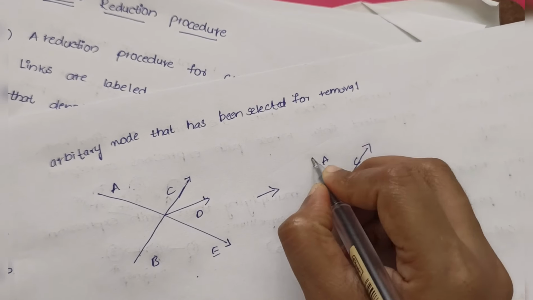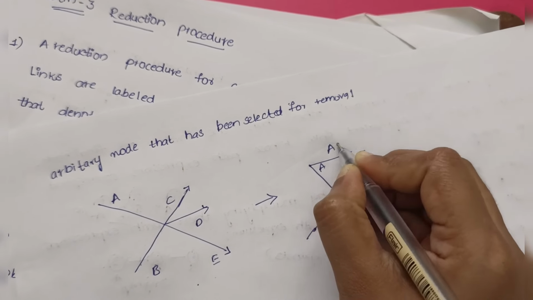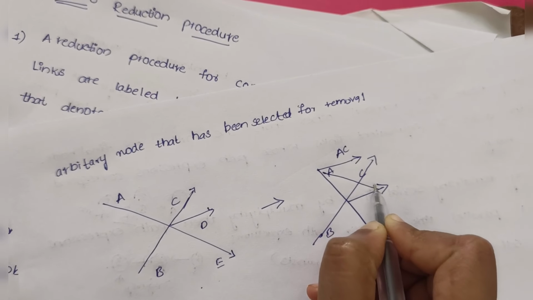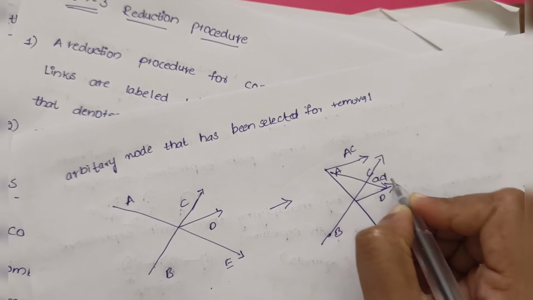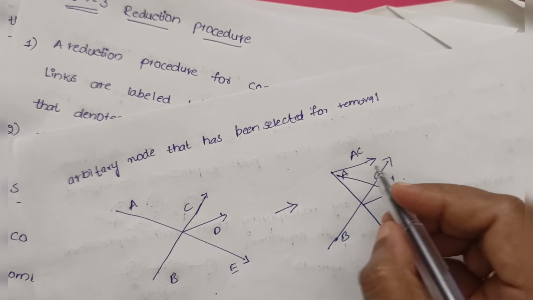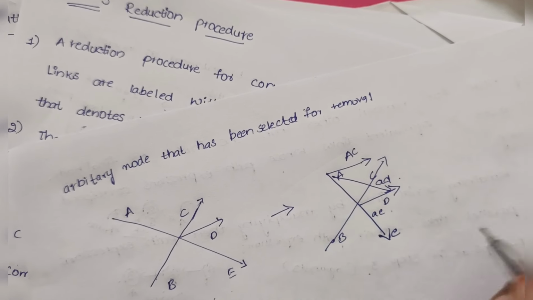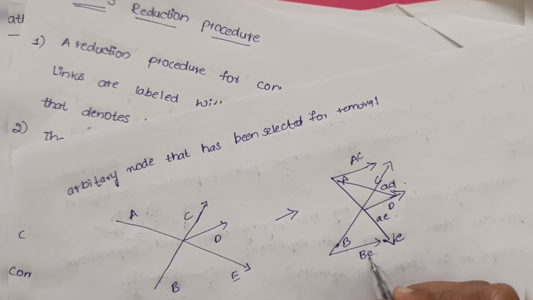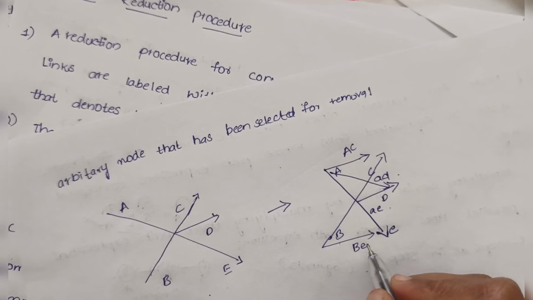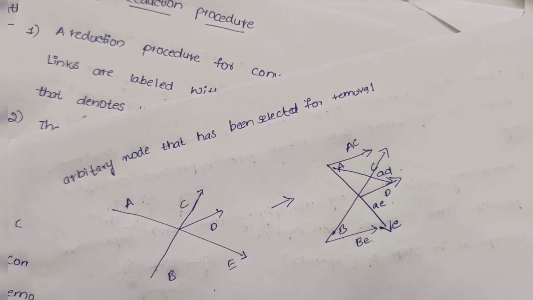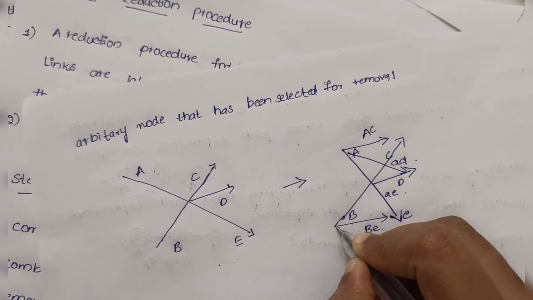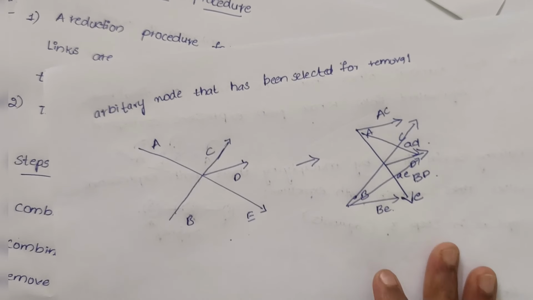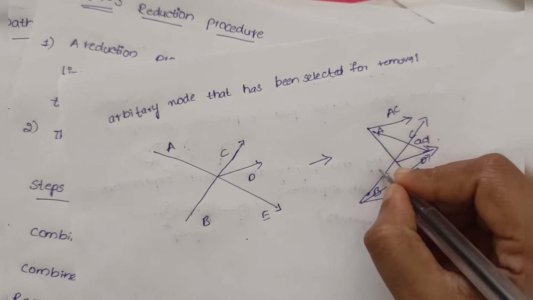Now we can convert it as A, C, next A, D, and A, E. Now B, E, and B, D. It can be written, and this is B, C.